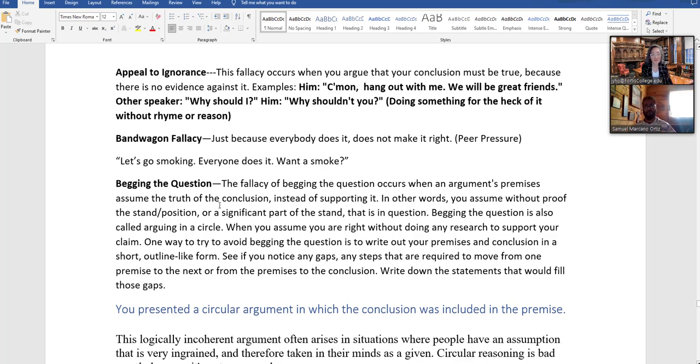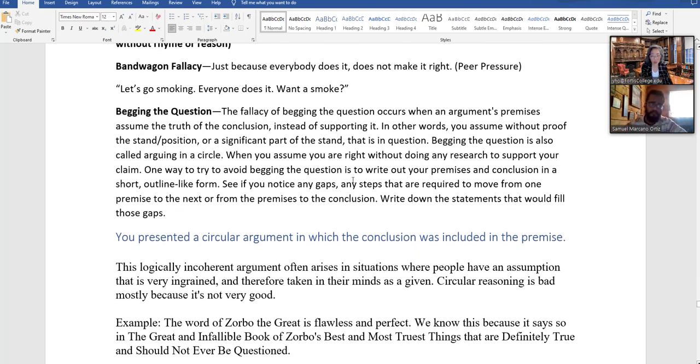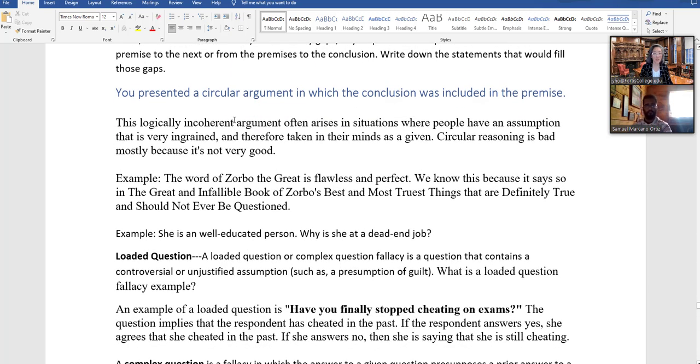One way to avoid begging the question is to write out your premises and conclusions in a short outline form. If you notice any gaps, any steps that are required to move from one premise to the next, write down the statements that would fill those. In other words, in order to avoid begging the question, make sure that when you write your essay, it flows logically. Make sure that all of your body paragraphs relate back to your thesis statement and that you're not talking in circles, so that you don't have an incoherent argument.